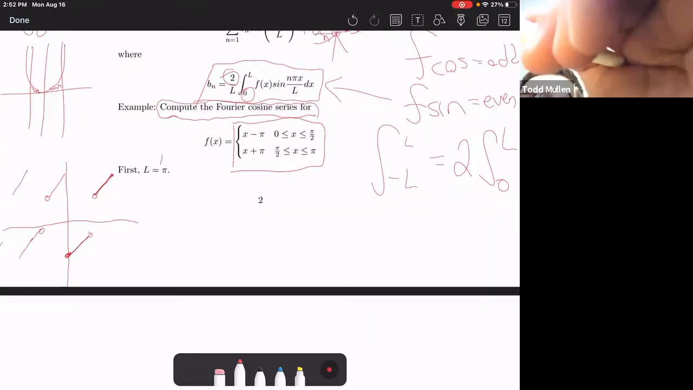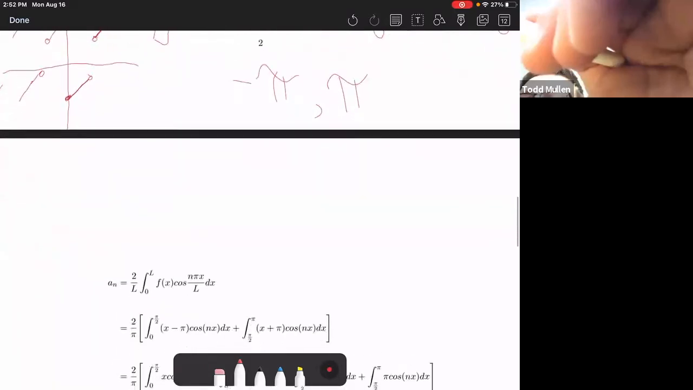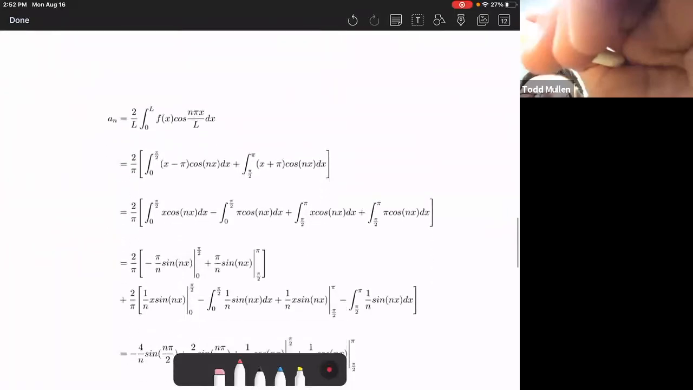So L is equal to pi, because we're from 0 to pi is what is defined. So we are going to extend this to negative pi to pi. That's why we're using a cosine extension here. So a sub n is 2 over L times the integral from 0 to L. This is just the equation we just defined, the cosine series. We're going to plug in pi for L. But also, since it's piecewise, we have to break up this integral: the first half from 0 to pi over 2, and the second half from pi over 2 to pi.